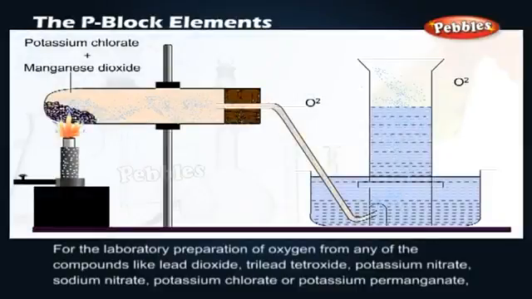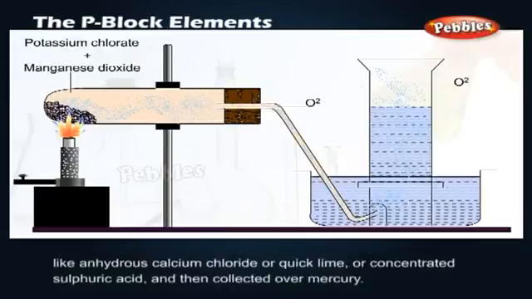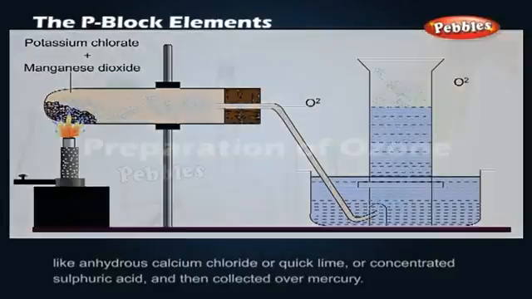Laboratory preparation of oxygen. For the laboratory preparation of oxygen from any of the compounds like lead dioxide, trilead tetroxide, potassium nitrate, sodium nitrate, potassium chlorate, or potassium permanganate, the arrangement of apparatus is shown. Oxygen is usually collected over water because the solubility of the gas in water is not high. If the gas is needed dry, then it can be passed through a drying agent like anhydrous calcium chloride or quicklime or concentrated sulfuric acid and then collected over mercury.